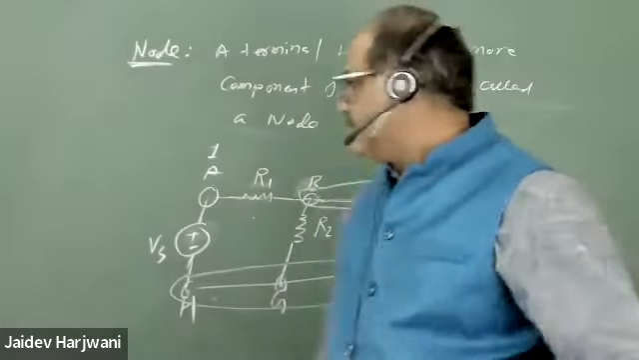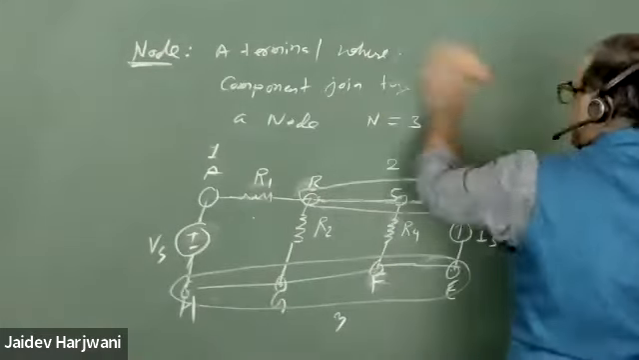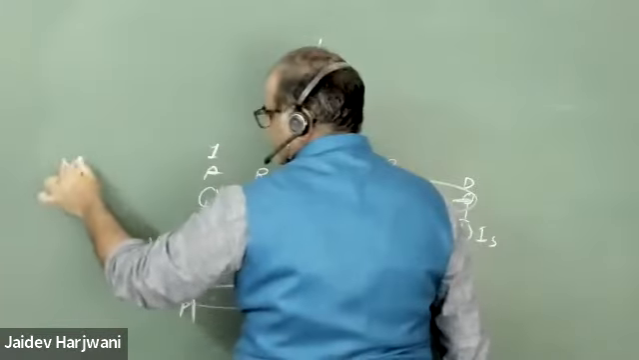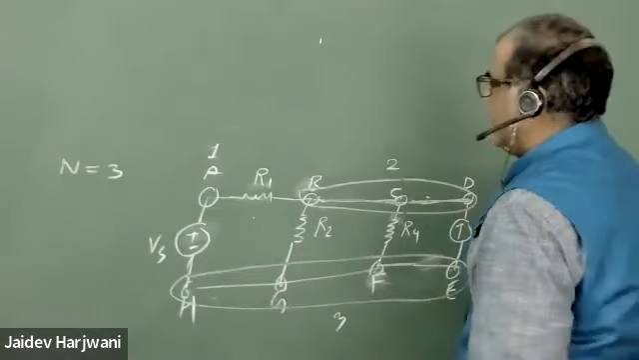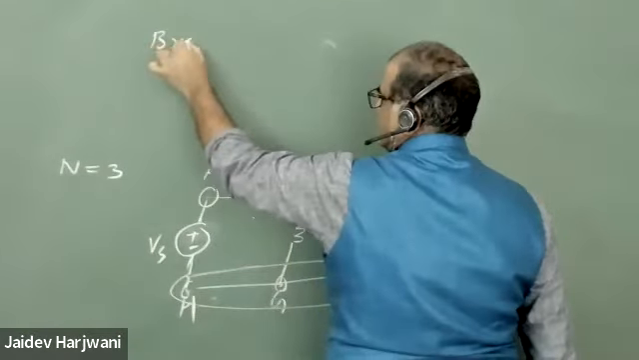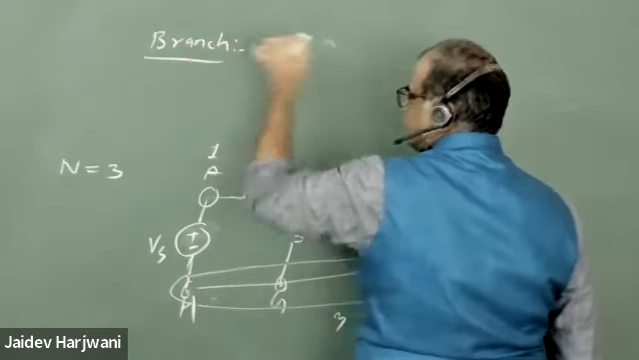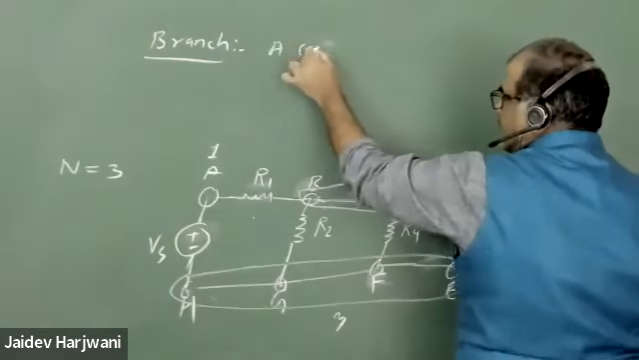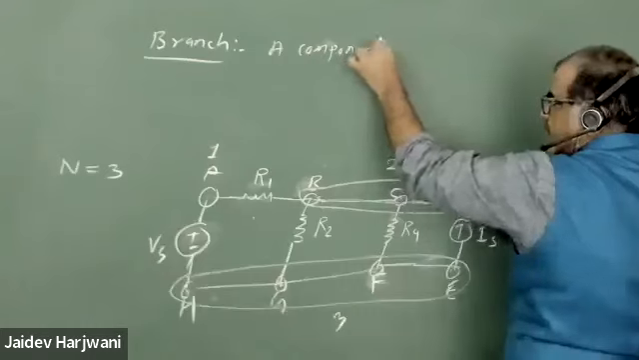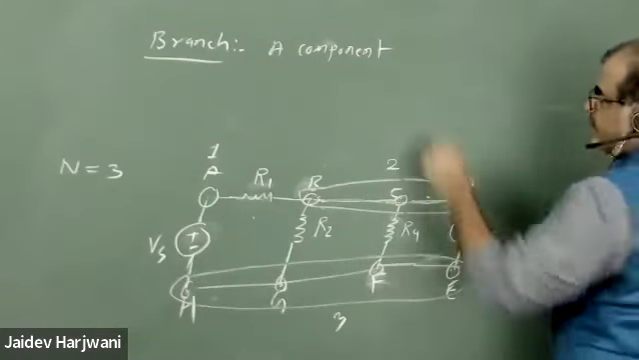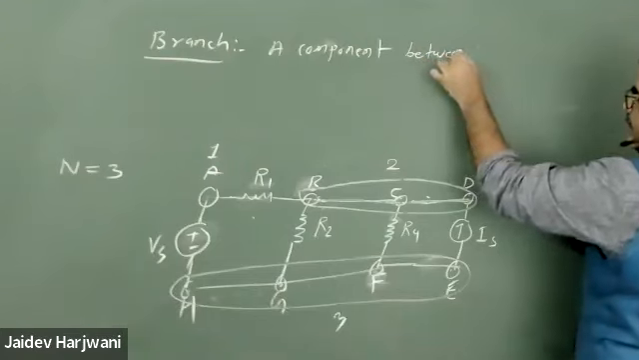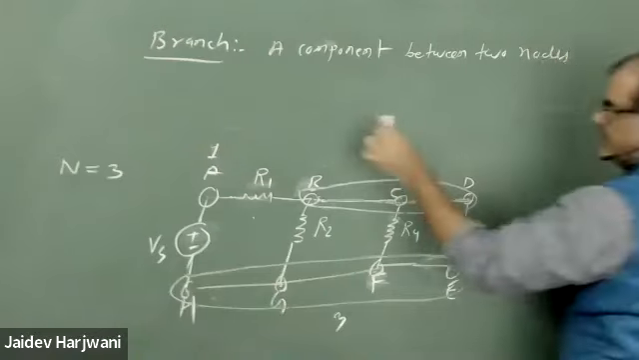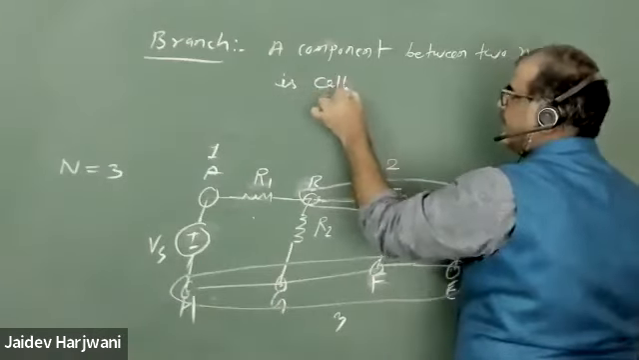Now the second thing is branch. So in this circuit we have N equals 3. Now, what is a branch? Branch is simple. We call a component between two nodes a branch.